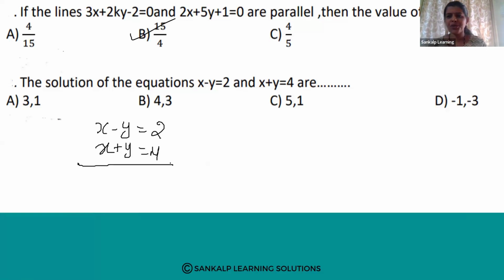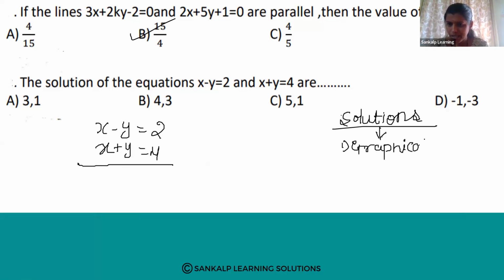In this chapter, we are going to learn 3 methods. First, in order to find out the solutions, there are 2 methods. One is graphical method and second one is algebraic method. So solutions can be found out by 2 methods: one is graphical method and another one is algebraic method.